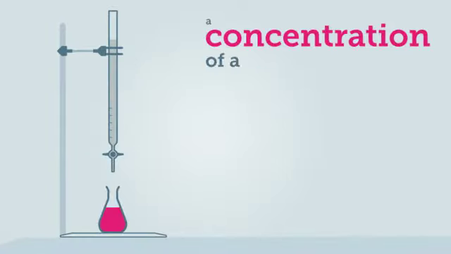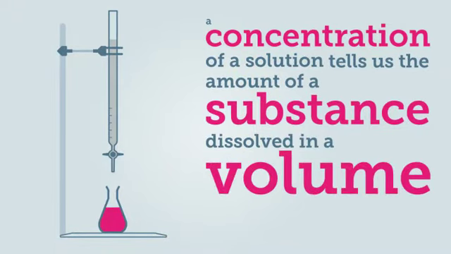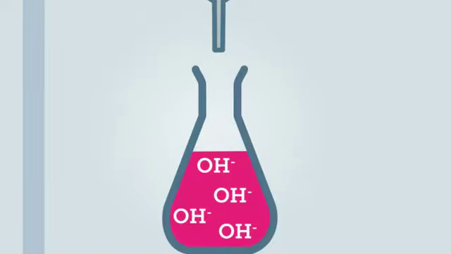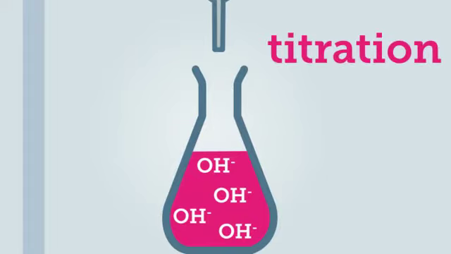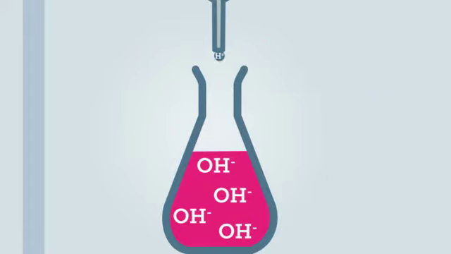The concentration of a solution tells us the amount of a substance dissolved in a volume. It is measured in moles per cubic decimeter. We can determine the concentration of hydrogen ions in an acid solution by performing a titration experiment. As the acid is added to the alkali, the hydrogen ions react with hydroxide ions to form molecules of water.